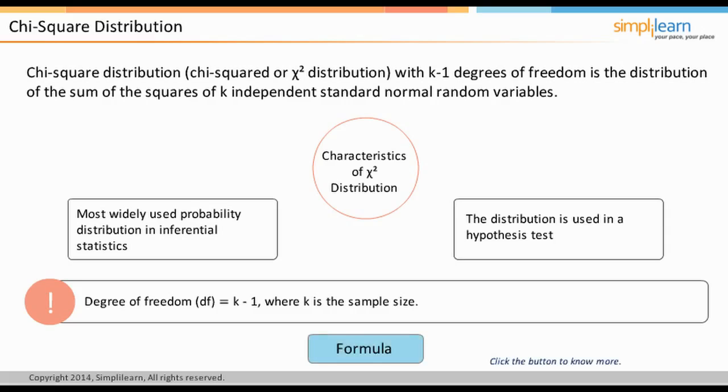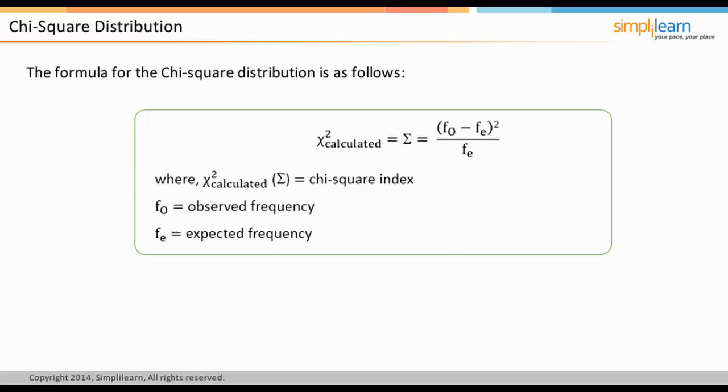Click the button to view the chi-square distribution formula. Chi-square calculated, or sigma, or the chi-square index equals the sum of (f_o - f_e) squared divided by f_e. Here, f_o stands for an observed frequency, and f_e stands for an expected frequency, determined through a contingency table. We will learn about the chi-square distribution in detail in the later part of this lesson.